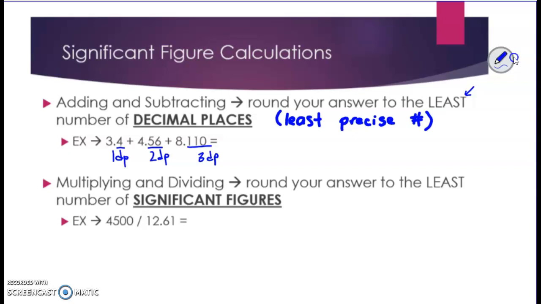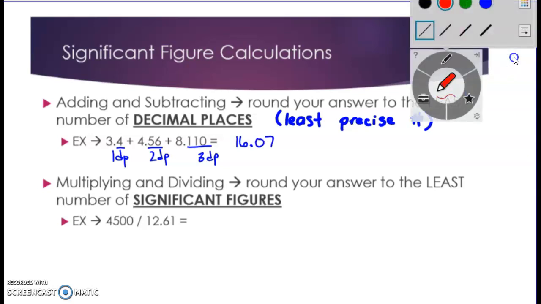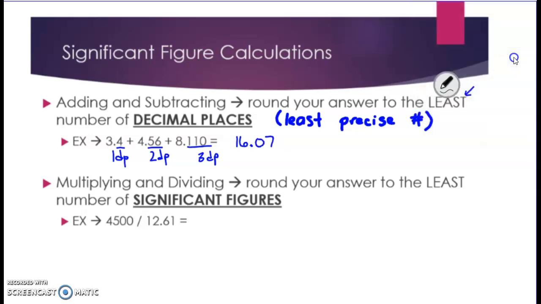So I solve my problem just like normal with the calculator. And again, being a visual person, I have to do some rounding. So I count over one decimal place. I'm going to put a little marker. I'm going to look at my 7 to figure out what to do with my 0. Of course, 7 rounds the number in front of it up. So I get 16.1.